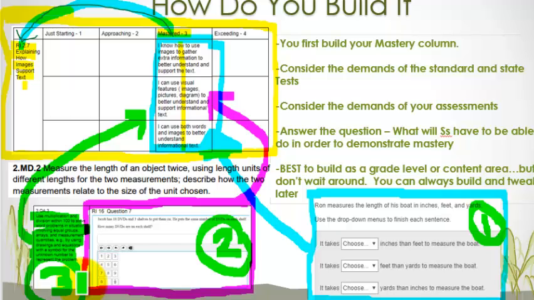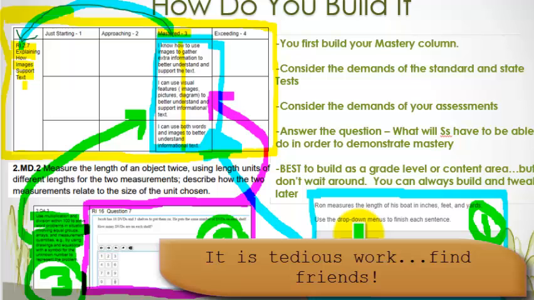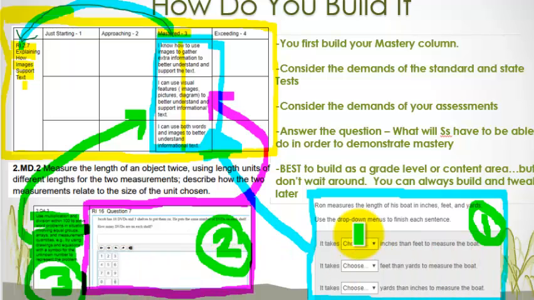So you want to make sure that you take a look at all of those things. Not only do you want to make sure you look at those, but you want to do this work with a group if at all possible. So it's best to build this as a grade level or a content area if you're in upper grades.